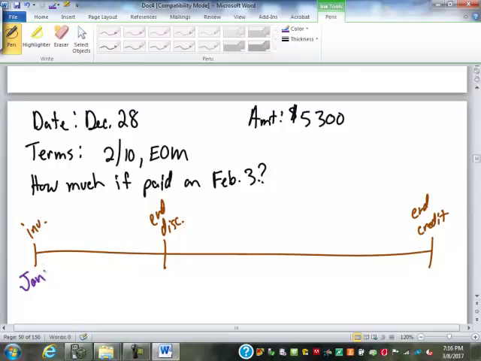January 31st. Why January 31st? It's after the 26th, so it does not make it into the December batch. It goes into the January batch. So that means the discount period would end 10 days after that effective date. That would be February 10th. The end of the credit period? We said it's always the 30th of the next month, so February 30th, right?